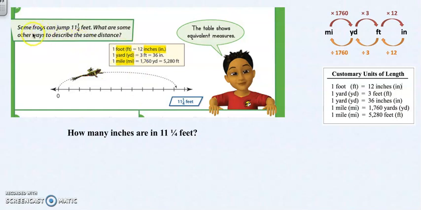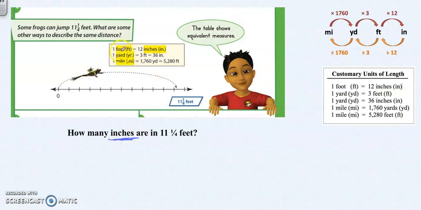In this problem, it says that some frogs can jump 11 and 1/4 feet. What are some other ways to describe that distance? How many inches would that jump be? It's starting at 0 and it's jumping all the way to 11 and 1/4. How many inches is that?